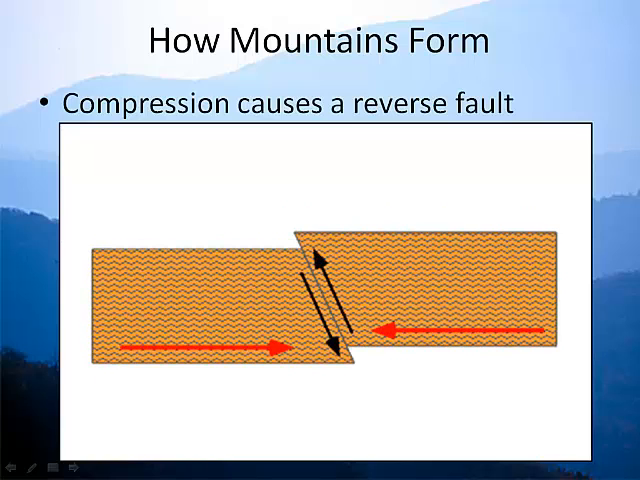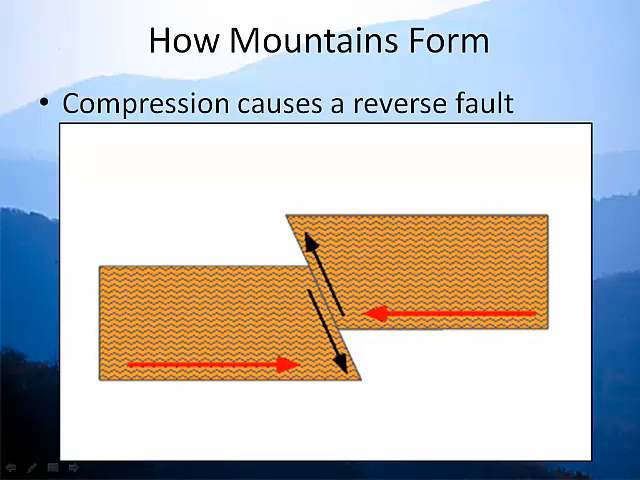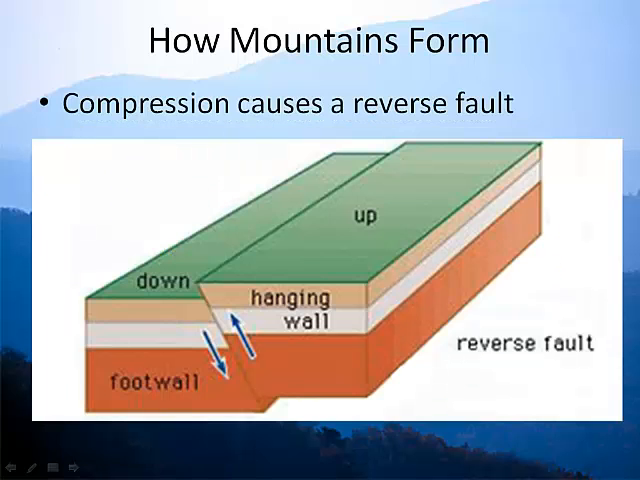So we'll watch this again. The hanging wall is moving up, the footwall is moving down. And here's a diagram that shows it. So the hanging wall is going to move upward and the footwall is going to move down. That's called a reverse fault.